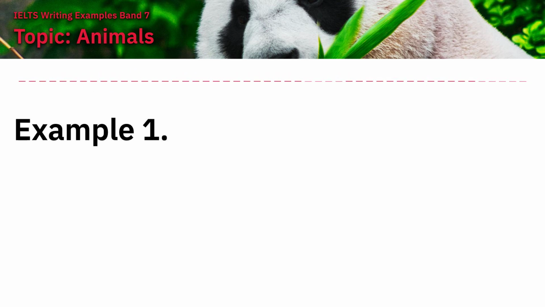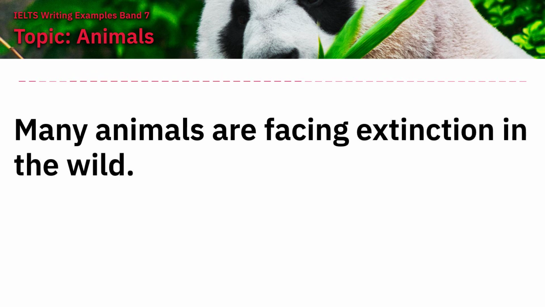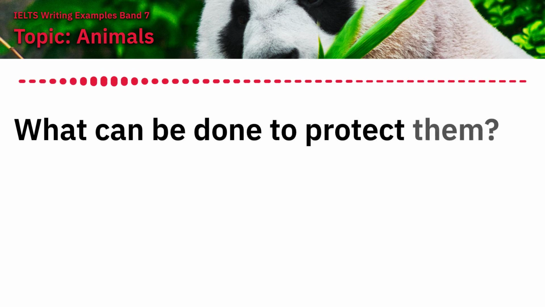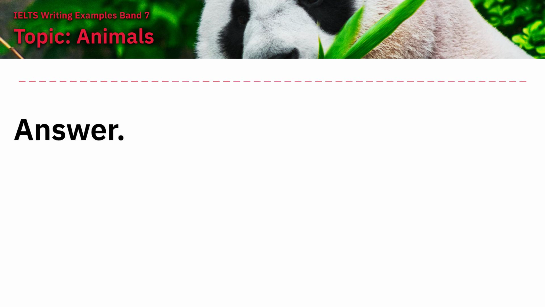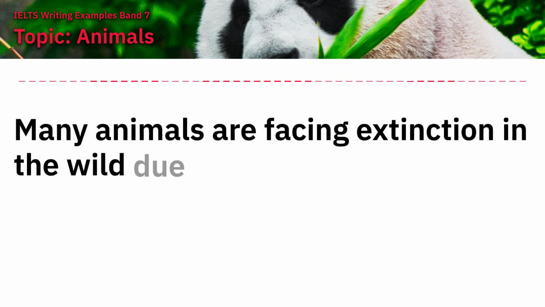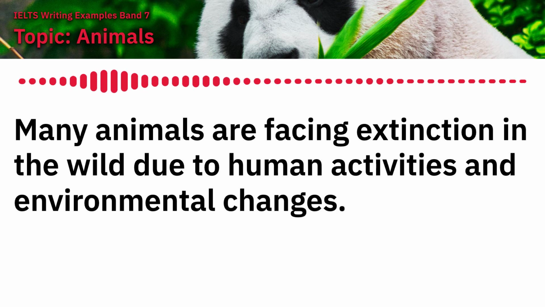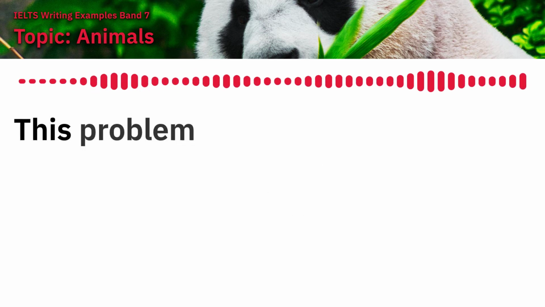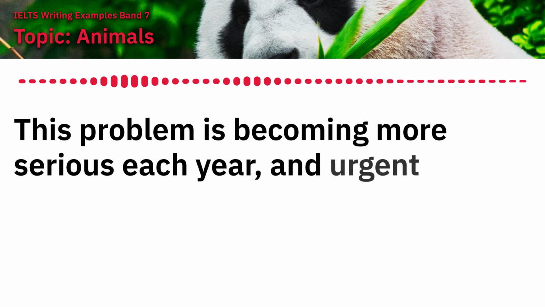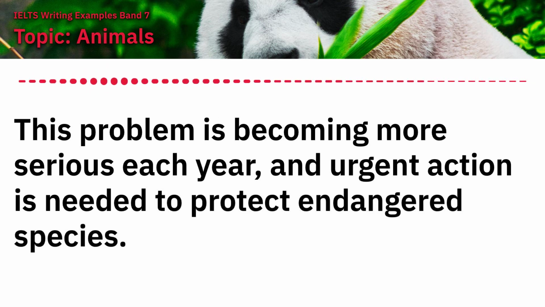Example 1. Many animals are facing extinction in the wild. Why is this happening? What can be done to protect them? Answer. Many animals are facing extinction in the wild due to human activities and environmental changes. This problem is becoming more serious each year, and urgent action is needed to protect endangered species.